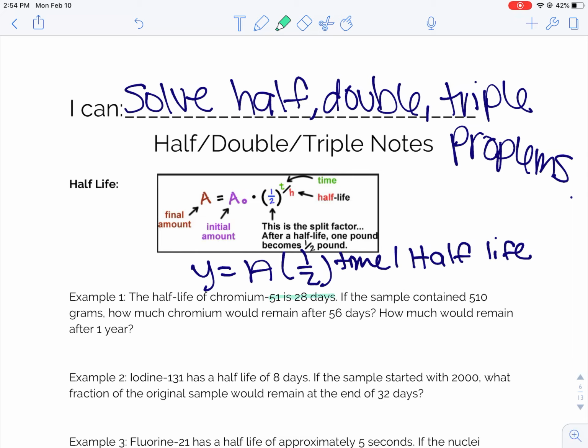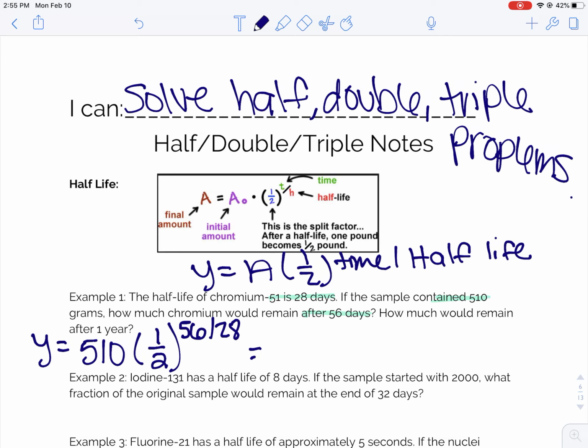So number one, it says the half-life of chromium-51 is 28 days. The sample contained 510, and they want to know how much chromium would remain after 56 days. So I know that my starting amount, or that initial amount, was 510. So y equals 510. If it's a half-life problem, the number in your parentheses is always 1/2. Now, the total amount of time that they gave me was 56, and then I'm dividing it by my half-life time, which is 28, because I have to figure out how many times this is actually going to halve in the total amount of time that they gave me.